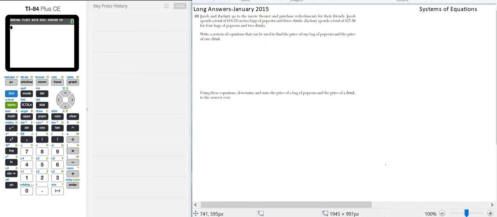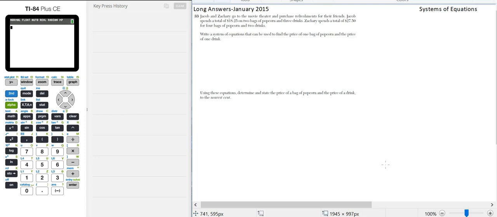Let's look at another example. This is question number 33 from the January 2015 Algebra 1 Regents. Jacob and Zachary go to the movie theater and purchase refreshments for their friends. Jacob spends a total of $18.25 on 2 bags of popcorn and 3 drinks. Zachary spends a total of $27.50 on 4 bags of popcorn and 2 drinks. Write a system of equations that can be used to find the price of 1 bag of popcorn and the price of 1 drink. Using these equations, determine and state the price of a bag of popcorn and the price of a drink to the nearest cent.